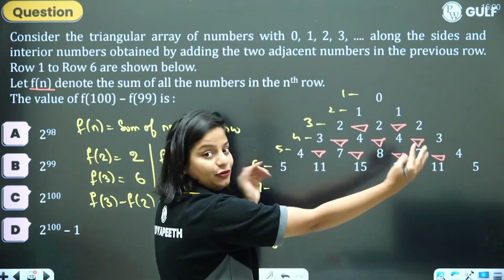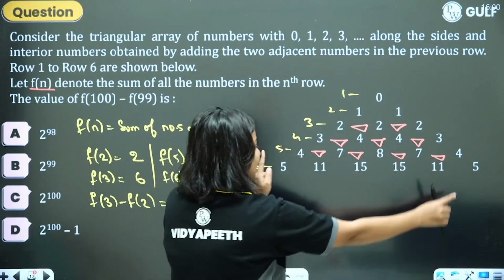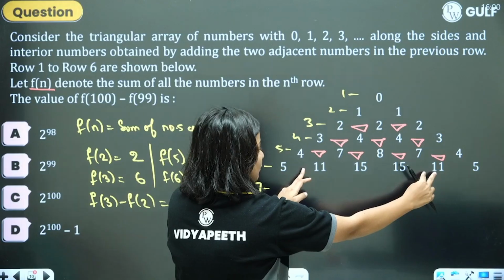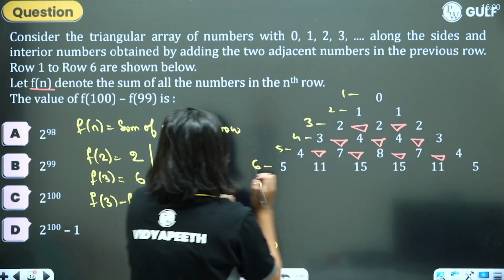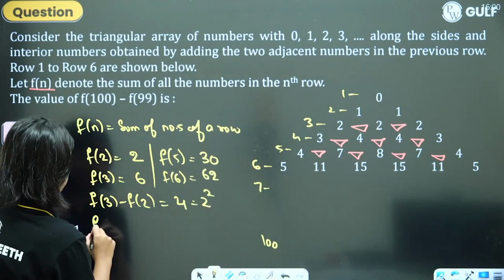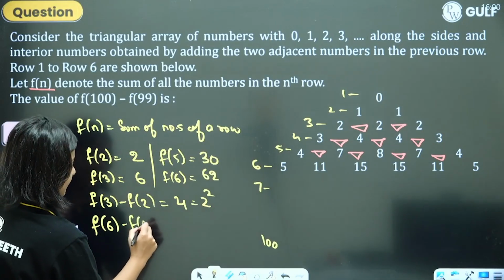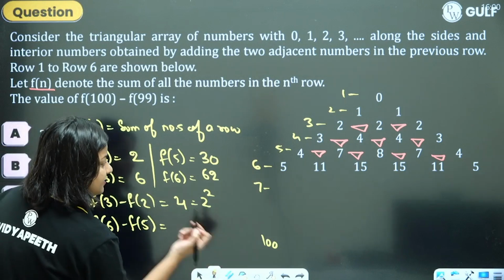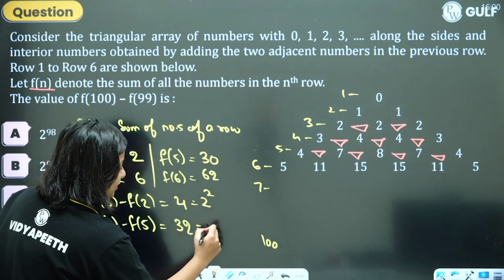It's like a palindrome, similar from the start and the beginning. 10 and 22, 32. 32 plus 30, 62. F of 6 minus f of 5: 62 minus 30 is 32. 32 will be 2 raised to 5.